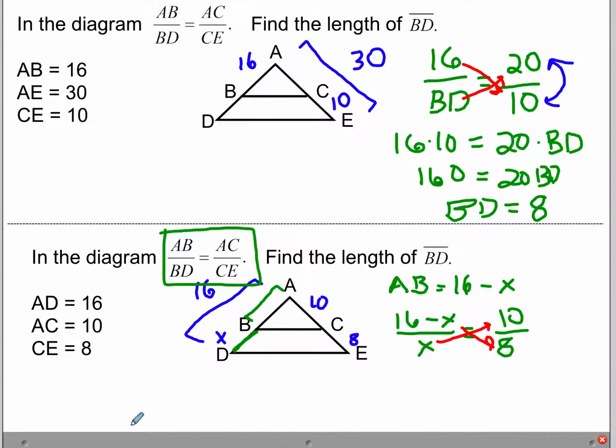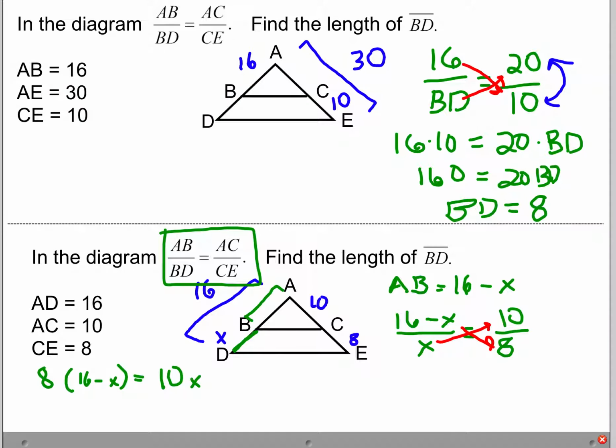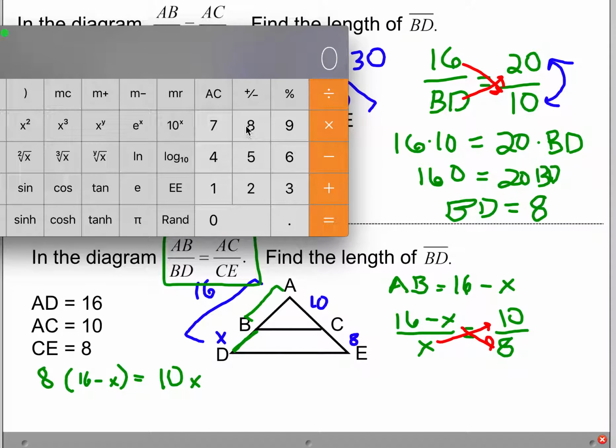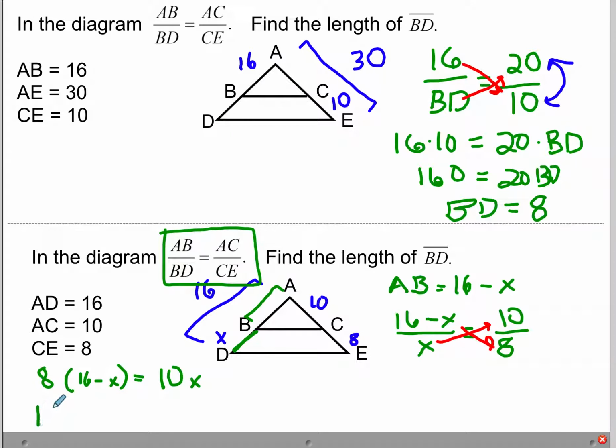And what we would get, and I'm going to come down here and do this, is 8 times 16 minus x equals 10 times x. So I'm just going to write 10x. I need to distribute this. 8 times 16. Let me pull out my calculator. 8 times 16 is 128. So 128 minus 8x equals 10x.